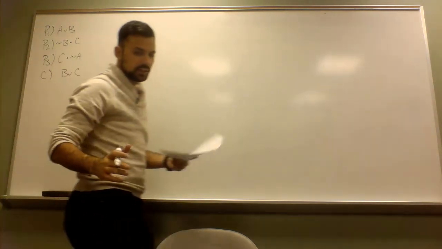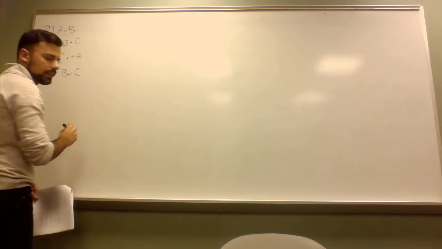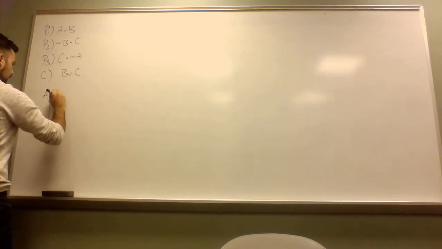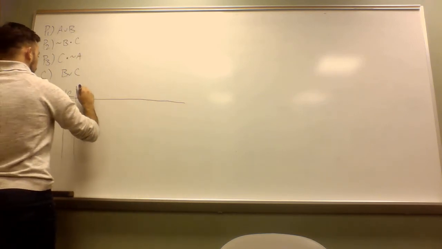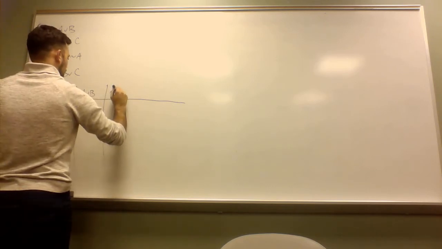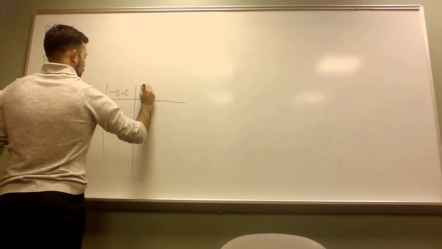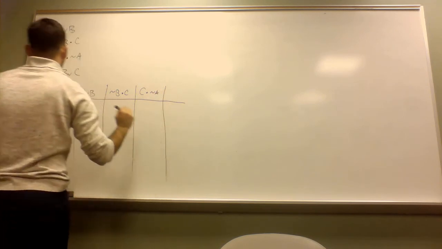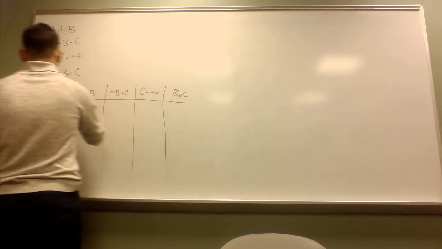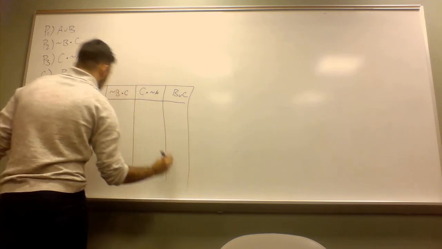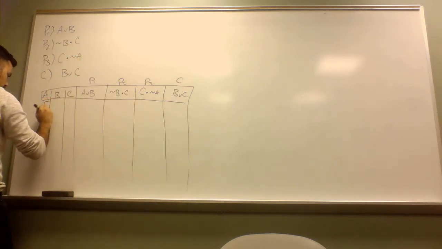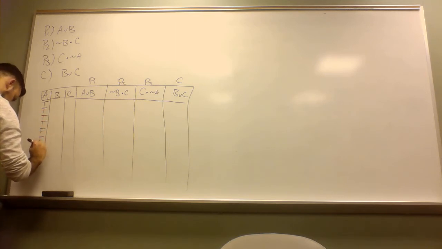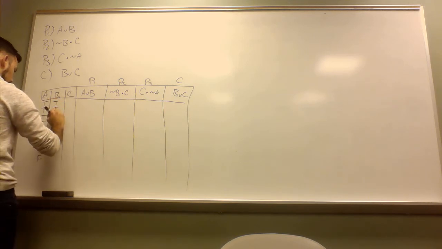So we're going to throw some nots in here, which is going to change things a little bit. So let's go ahead and make the truth table then. A, B, C. One, two, three, conclusion.